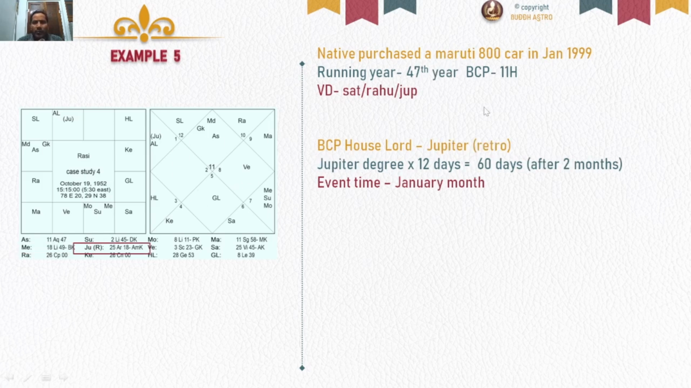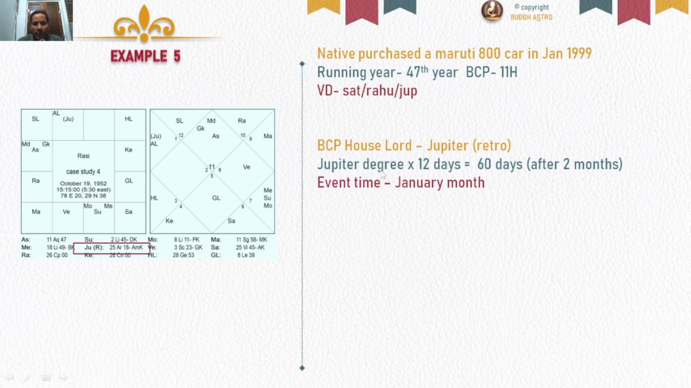Example number 5, this native purchased a Maruti 800 car in January 1999. BCP house is the 11th house. 11th house is ruled by Jupiter, and Mars is sitting over there. So you can take first Jupiter. Jupiter is retro, and Jupiter degree is 25 18, right? Since it is retro, we are taking the degree of retrogression. So it has only crossed 5 degrees.